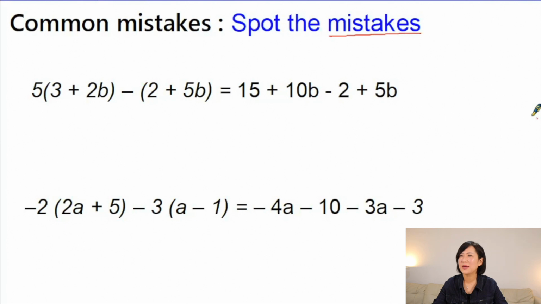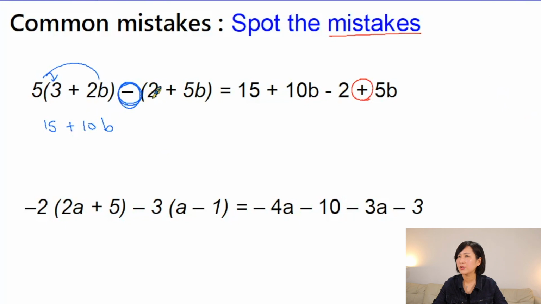So what is my mistake? Where is it? First expression, my mistake is, yes, plus 5b. So this is wrong. Why? Let's see, let's distribute 5. 5 times 3 is 15, plus 5 times 2b is 10b, minus. Be careful with the minus.